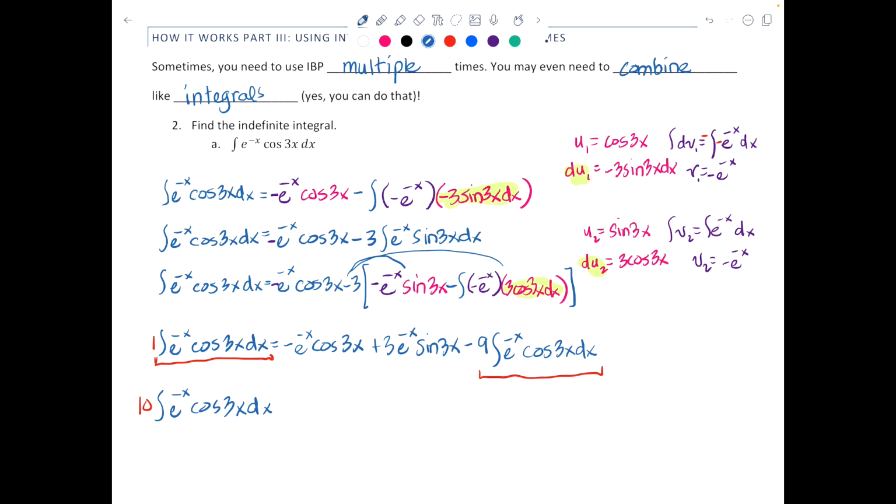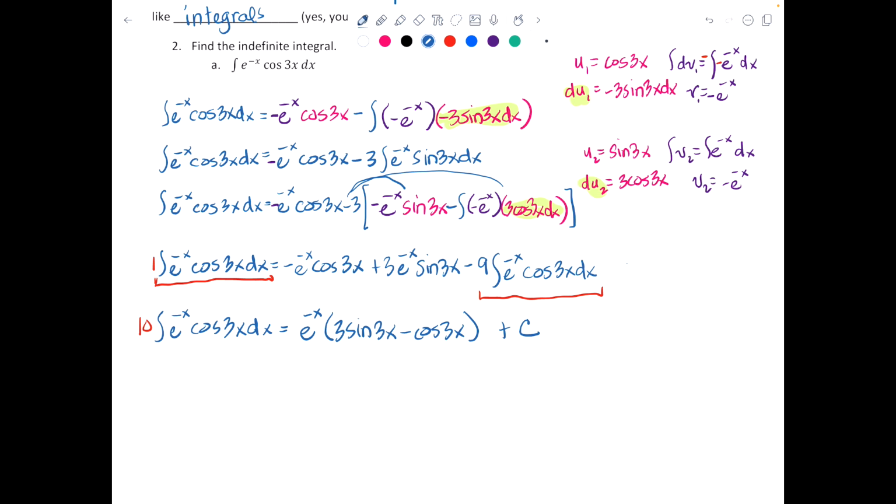All right, so I just combined like integrals. That's equal to, if I factor out an e to the negative x and switch the first two terms, I'll have 3 times sine at 3x minus cosine at 3x. And then what else would I have to do? And then, you know, you've got your constant of integration. But I need one of these integrals, so I have to divide by 10. So I'll have the integral of e to the negative x cosine at 3x dx equals 1/10 e to the negative x times 3 sine at 3x minus cosine at 3x.